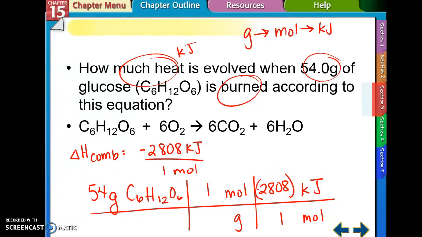You can put the negative in there. Just make sure that you don't subtract. You multiply that. And grams comes from the periodic table, and it's 180.18. So when I calculate this out, I'm going to get 54 divided by 180.18 times negative 2808. And I'm going to get negative 841.56 kilojoules. And that makes sense. It's an exothermic reaction. That's how much heat is given off. That's why it's a negative delta H.